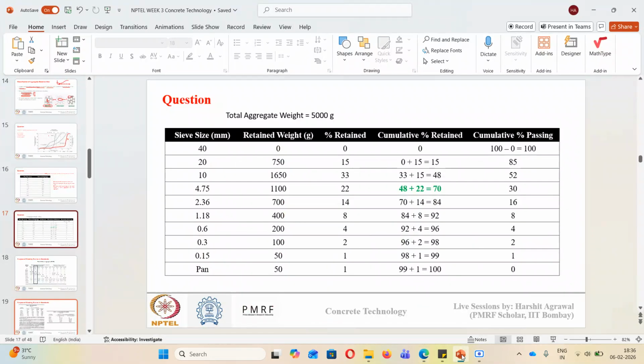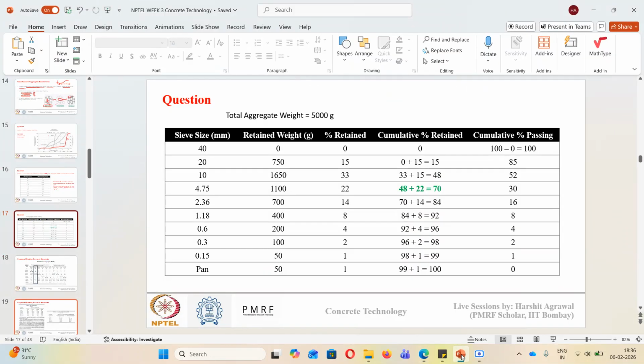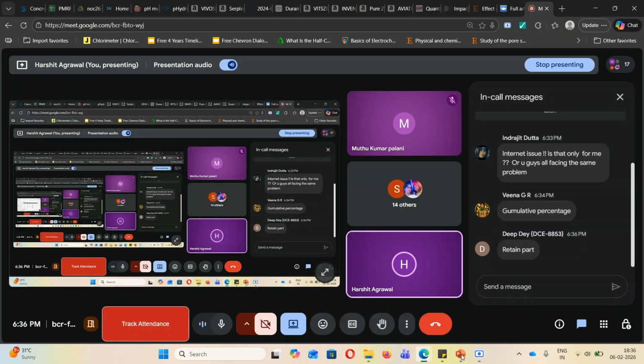Any doubt in this question? What is your doubt in the retained part? Can you tell me?